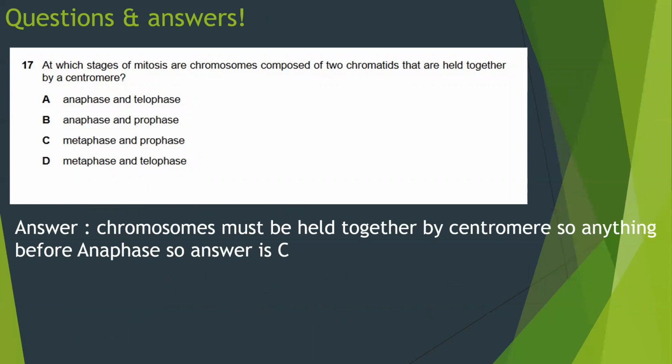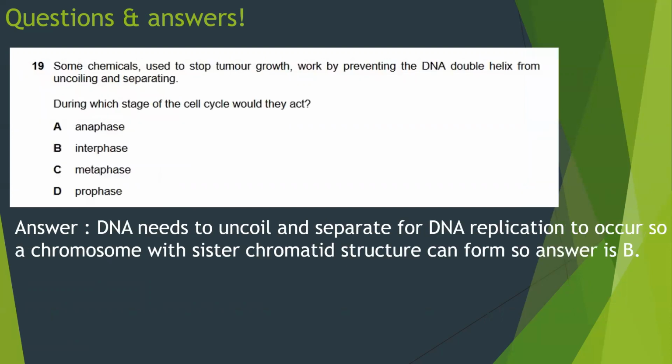So chromosomes are held together by a centromere, so it must be anything before anaphase, because anaphase is where the centromere will split and the chromatids will be dragged to opposite ends. So the answer is metaphase and prophase. In telophase, the chromatids are already at different poles, so these are out. And A and B contain anaphase. In anaphase, the splitting will occur, so the centromere will be broken, right?